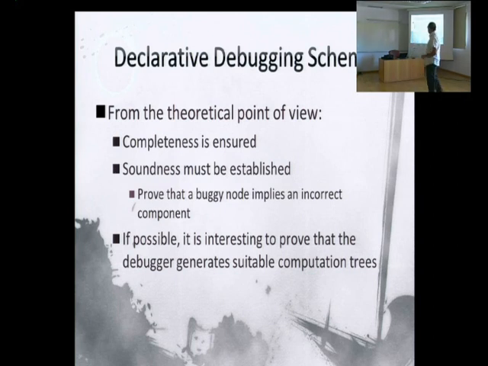So from the theoretical point of view, completeness is ensured if the user answers all the questions correctly, but the soundness must be established. So we must prove that a buggy node implies an incorrect component. It depends on the definition of the tree. We must define a suitable tree such that a buggy node means there is something really wrong in there. It's also interesting to prove that the debugger generates suitable computation trees. This is related to the program transformations I mentioned before.